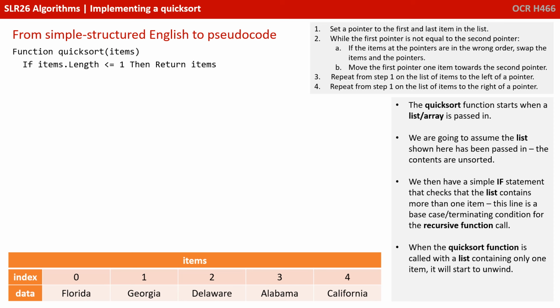So the Quicksort function starts when a list or an array is passed in. We're going to assume the list shown here has been passed in and the contents are of course unsorted. We then have a simple if statement that checks that the list contains more than one item. This line is a base case or terminating condition for the recursive function call. When the Quicksort function is called with a list containing only one item, it will start to unwind.